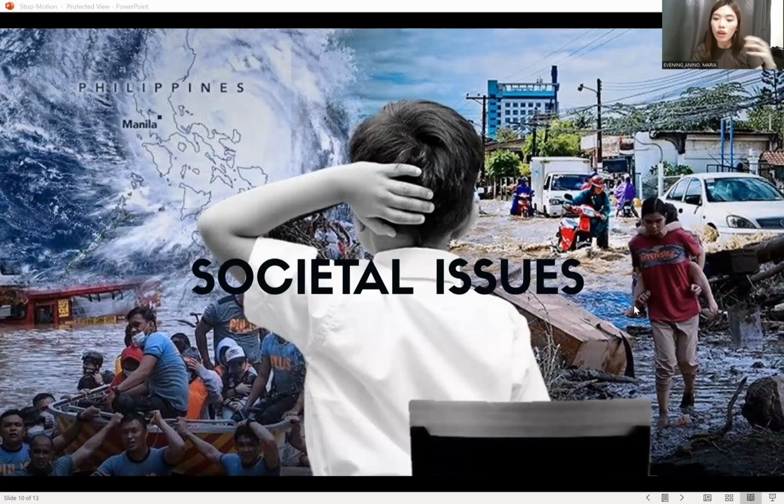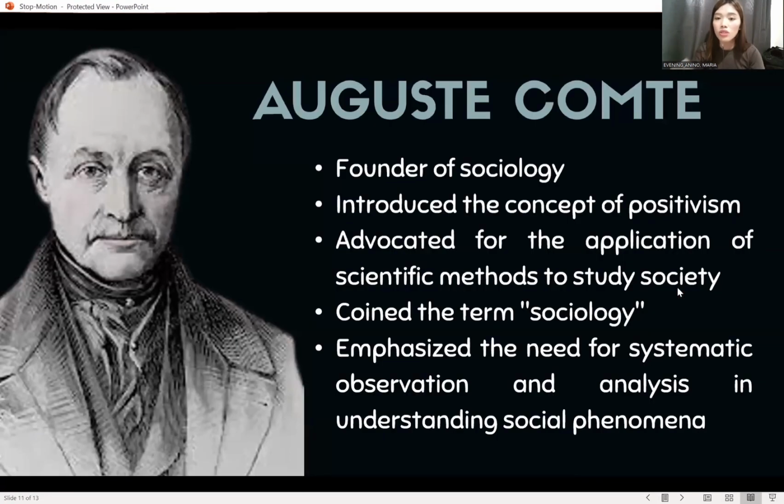Now let's move on to the other prominent na mga proponents. So we have here si Auguste Comte. So I hope you are familiar with him. Auguste Comte is the founder of sociology. He introduced the concept of positivism, which later on we will discuss. He also advocated for the application of scientific methods to study society, coined the term sociology, and emphasized the need for systematic observation and analysis in understanding phenomena.